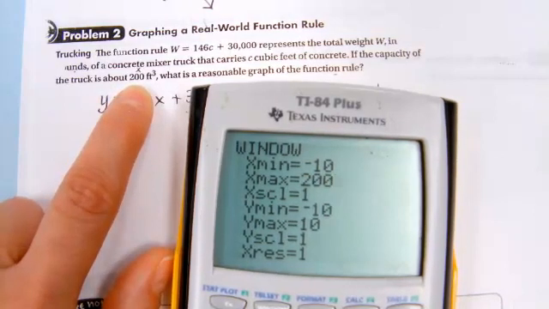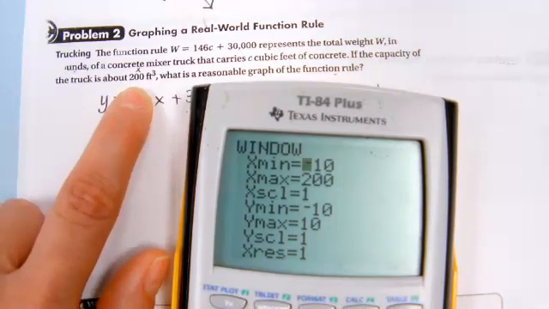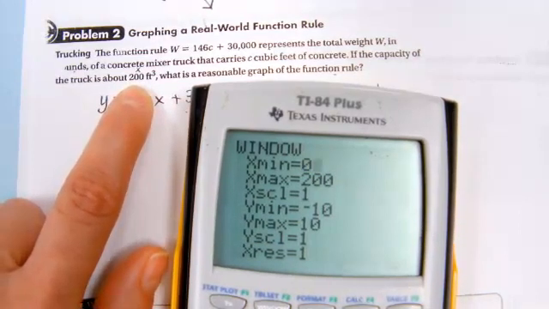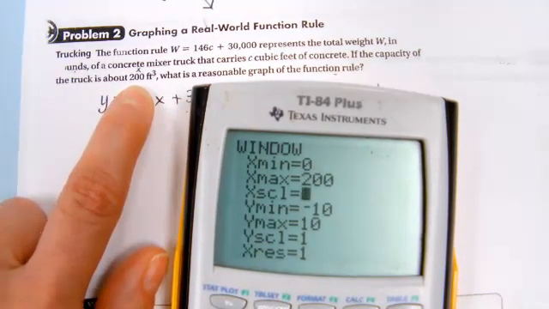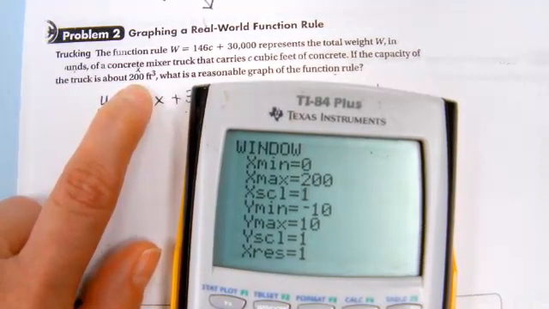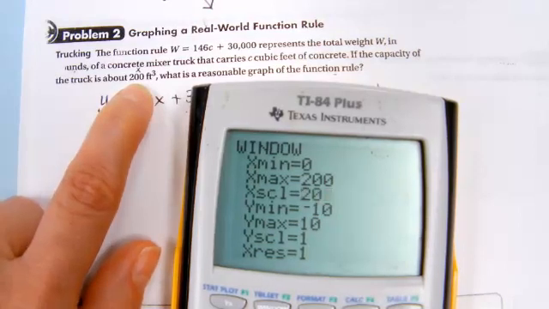All right. What's the minimum amount of concrete you can put in there? 0, right? Can you put negative concrete in a truck? No. So make the minimum 0. Now, does it make sense to go by a scale of ones? What would be a better scale? At least 20 or 25 maybe. All right. I'm going to go by a scale of 20s.